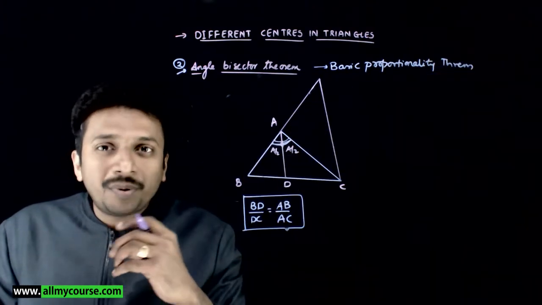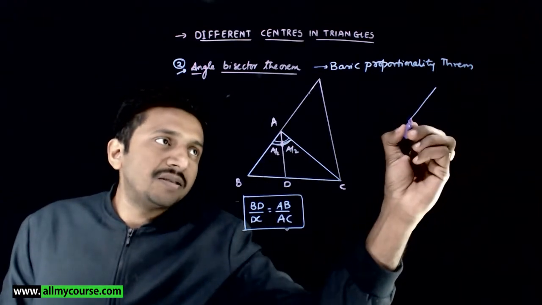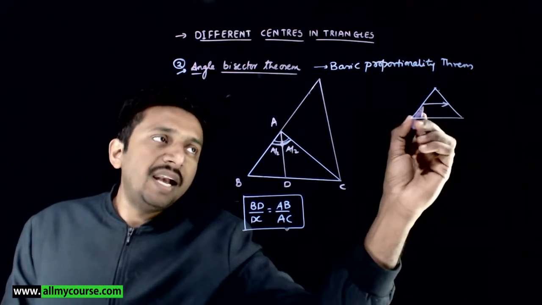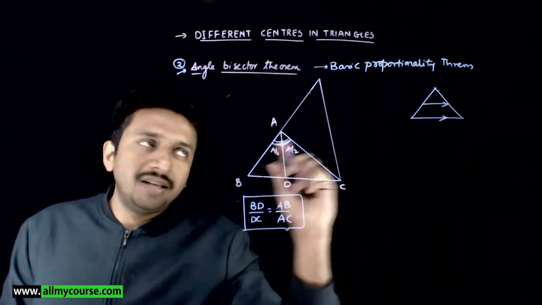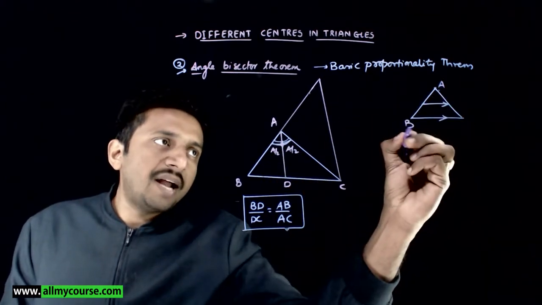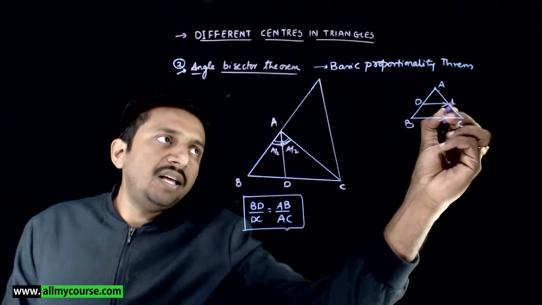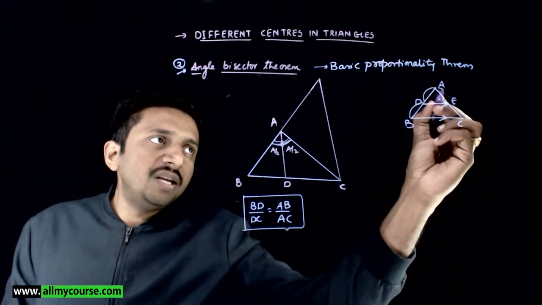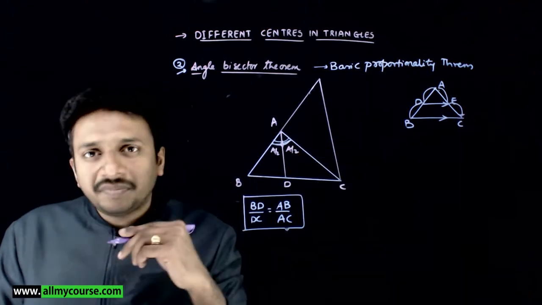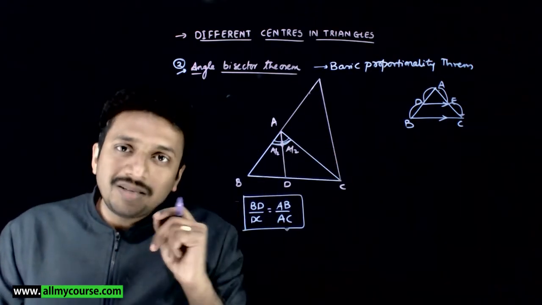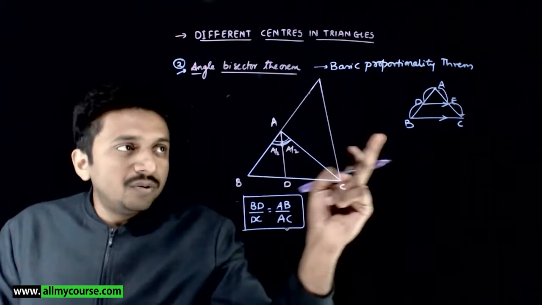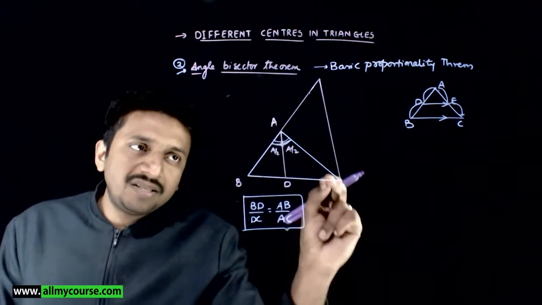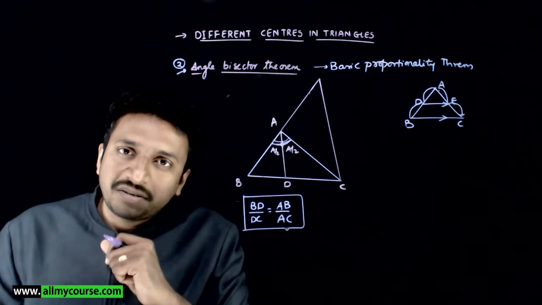I hope you remember what the basic proportionality theorem is, which states that if you have a triangle and a line parallel to the base, so if you have a triangle ABC, and DE is parallel to BC, then AD by DB is equal to AE by EC. That is called the basic proportionality theorem. Using that theorem, we'll try to prove the angle bisector theorem.